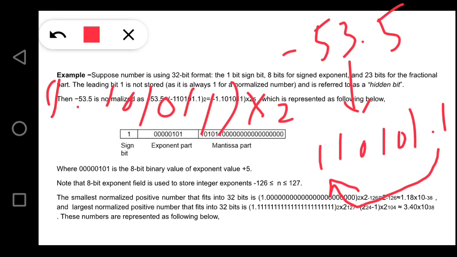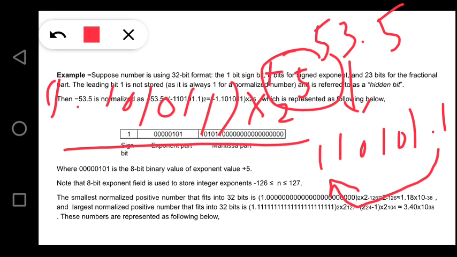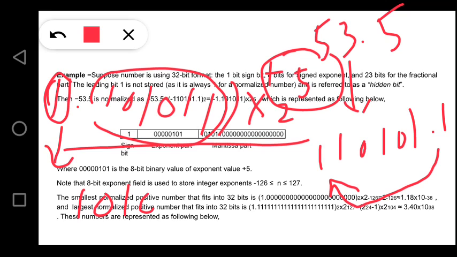Then to compensate this, since you moved the binary point to the left hand side, you have to count 1, 2, 3, 4, 5 positions. So the exponent value would be plus 5, just to compensate this. So this is the normalized representation for 53.5. You can ignore this integer part 1, you just have to represent this fractional part 101011 with exponent part and mantissa part, right?